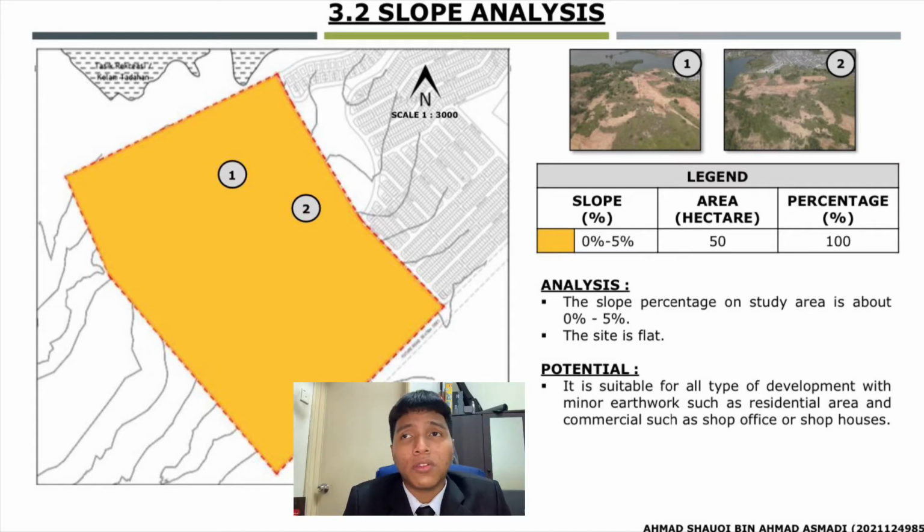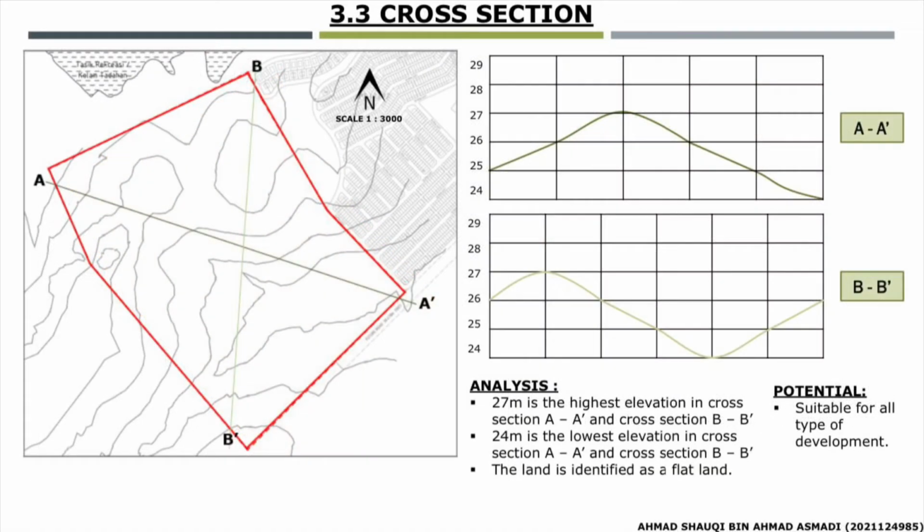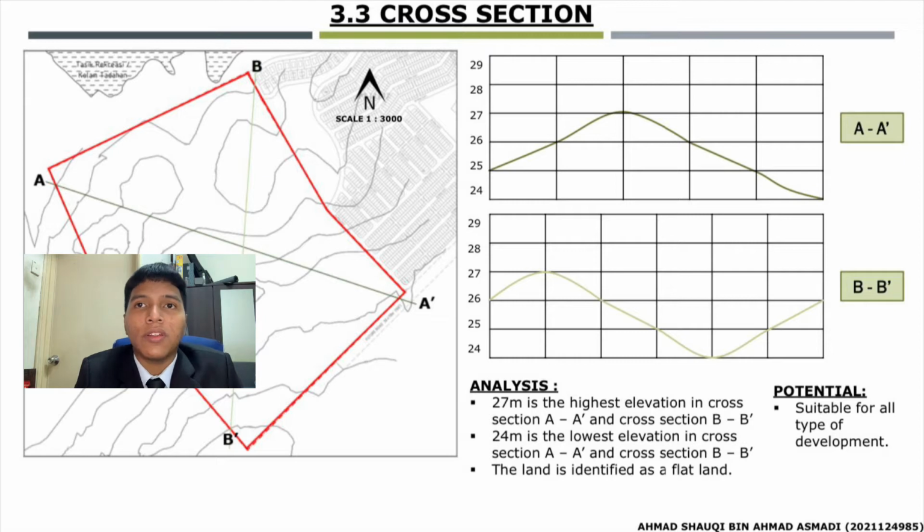The slope percentage on the study area is about 0% to 5%. So this shows that the site is flat. The potential for the site is that it is suitable for all types of development such as residential, commercial and so on. The analysis that we got is that 27 meters is the highest elevation in cross-section A and A prime and cross-section B and B prime, and 24 meters is the lowest elevation in cross-section A and A prime and cross-section B and B prime. The land is identified as flat land.